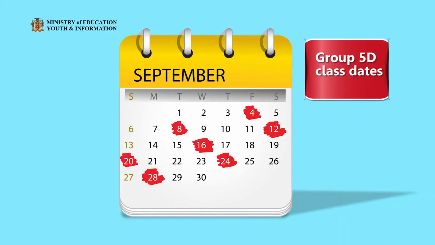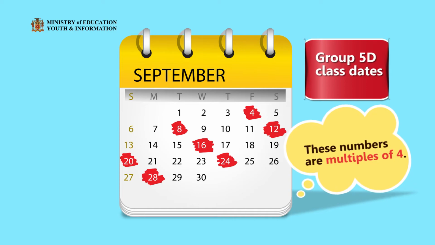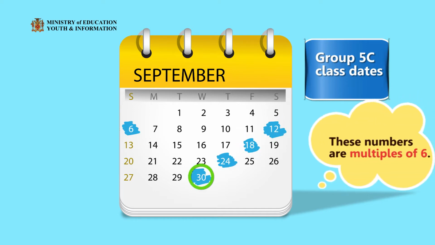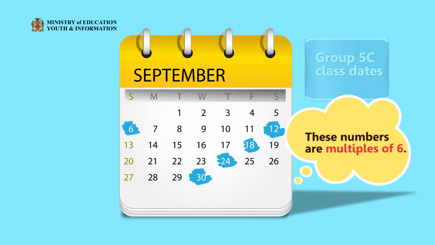Did you color the numbers 4, 8, 12, 16, 20, 24, 28? Great job! These numbers are multiples of 4. Now let us skip count by 6. 6, 12, 18, 24, 30. Wow! These are all multiples of 6.